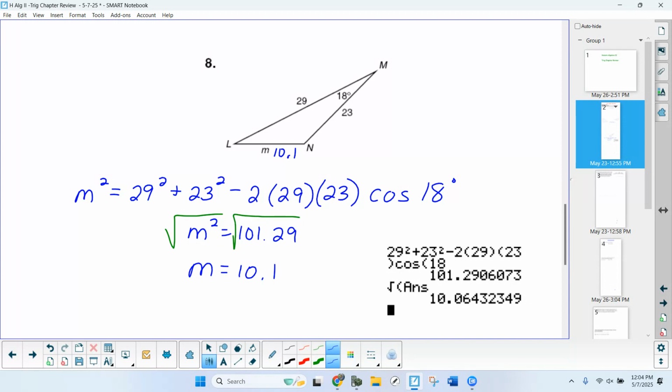At the obtuse angle. Where's my obtuse angle? N. So can you use law of sines to find angle N? No. So which one should you have found next? L. So I would have done the sine of L is to what?